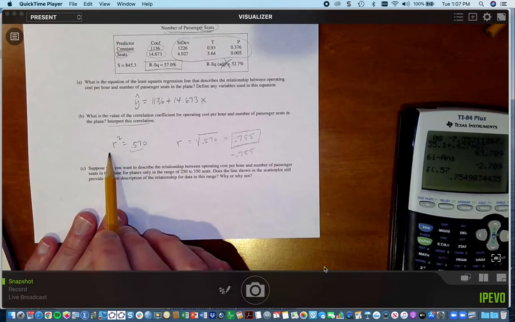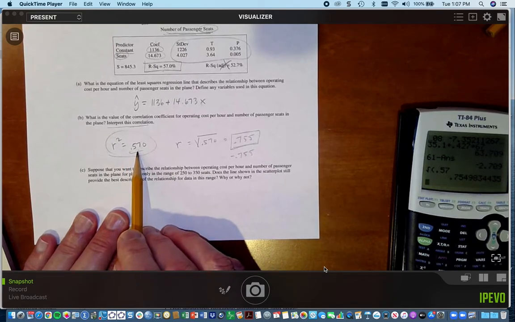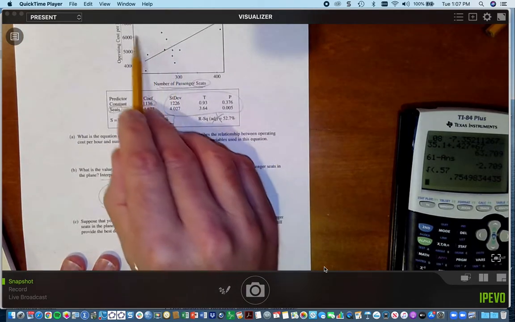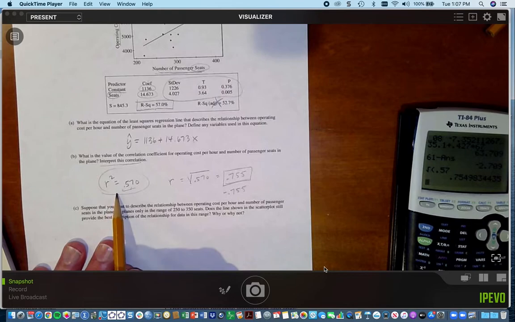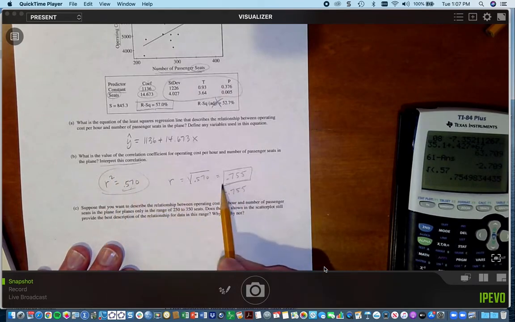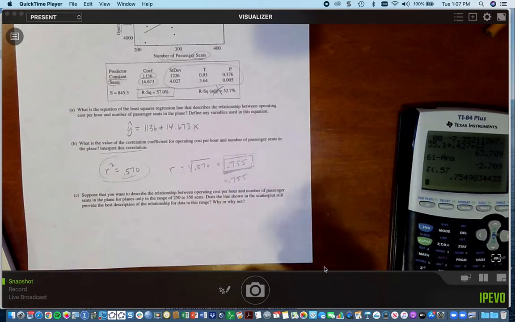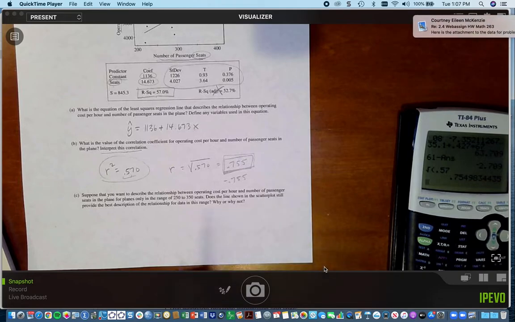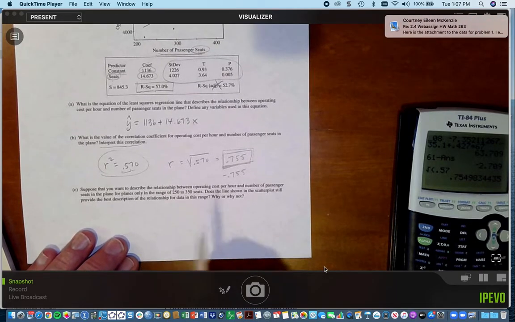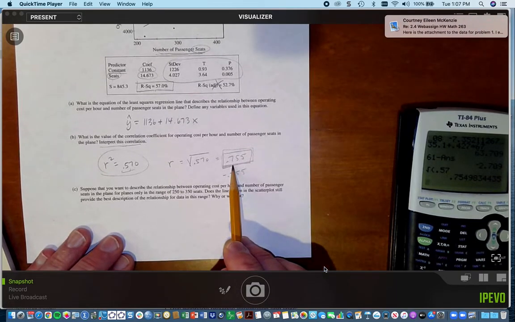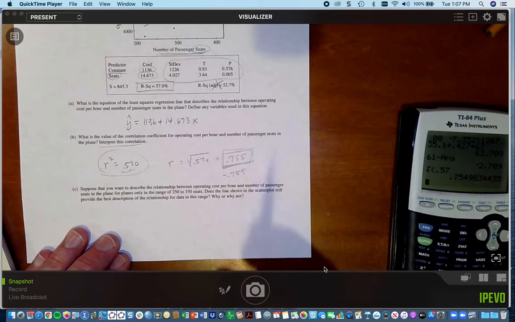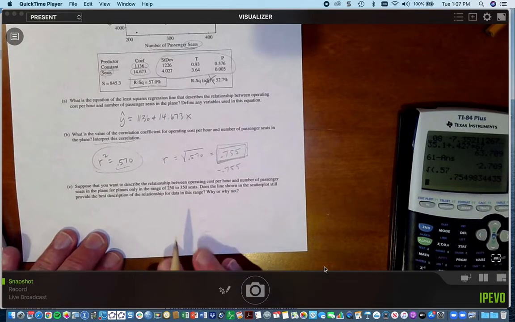Okay, now interpret the correlation coefficient. Now this one is, 57% of the variation in operating costs can be attributed to a linear relationship to x. But they're not asking for that, they're asking for this. So I'm going to say that 0.75 is relatively close to 1, so this number indicates that there is a relatively strong positive association.